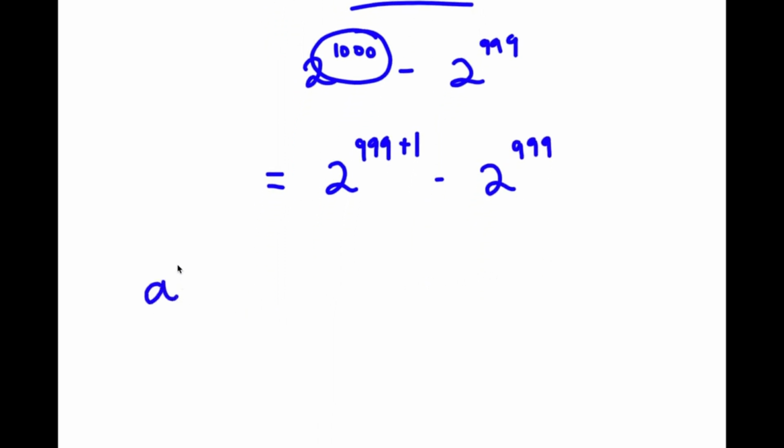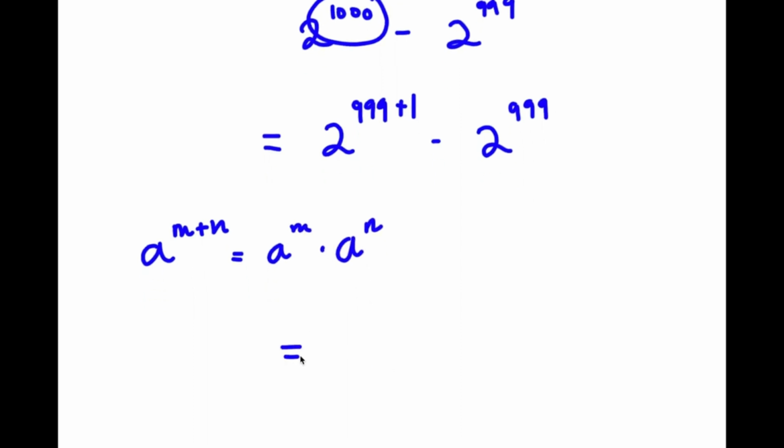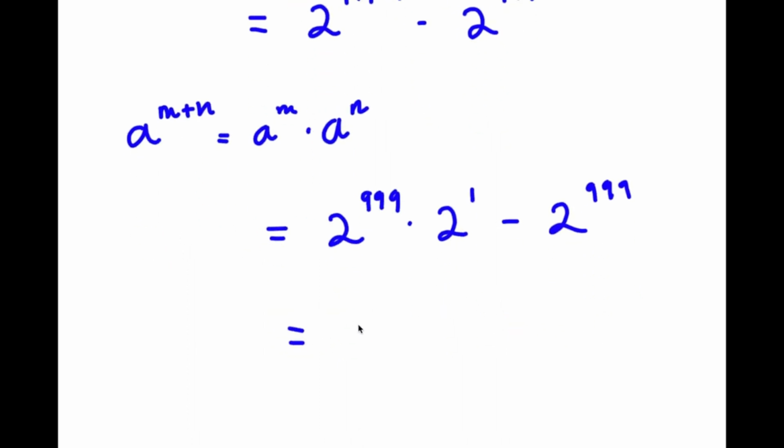And if I have something in the form a to the power of m plus n, this is equal to a to the power of m times a to the power of n. So 2 to the power of 999 plus 1, that's going to equal 2 to the power of 999 times 2 to the power of 1. Now I have this minus 2 to the power of 999. Now this is the same thing as 2 to the power of 999 times 2 to the power of 999 times 2 to the power of 1 divided by 2 to the power of 999 is simply 2 to the power of 1. Now I have this minus 2 to the power of 999 divided by 2 to the power of 999 is 1.